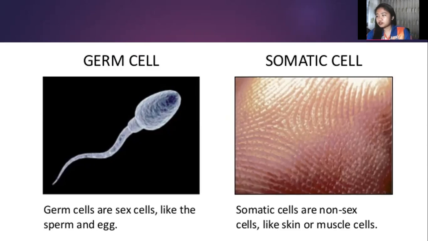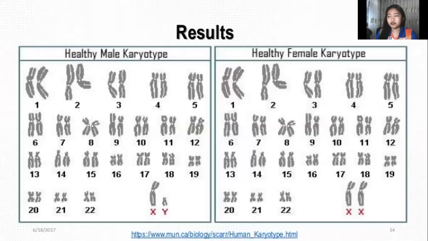By what process does this occur? The egg cells are reproduced through a process called oogenesis, and the sperm cell is produced through a process called spermatogenesis. This is an example of a karyotype of the human. Again, we have 23 coming from the father and 23 coming from the mother.